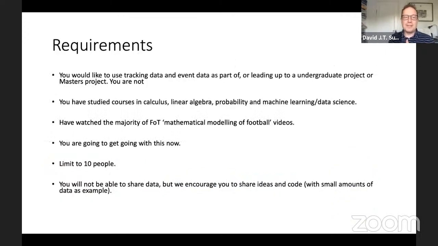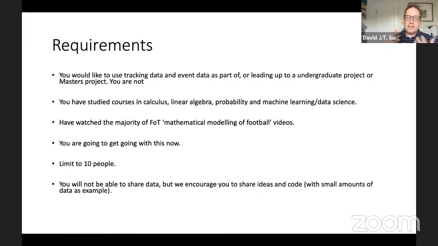Okay, so here come the limitations. So here are the requirements. We were actually just talking about this with the maths requirement, and now I'm already coming with the requirement. So this is for people who would like to use tracking data and event data in sport, as part of or leading up to an undergraduate or master's project.